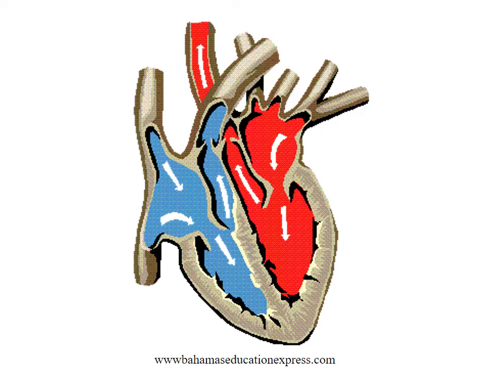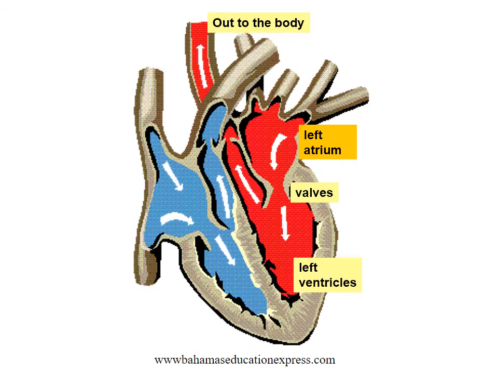Here is how it works. Left side of the heart comes in through our veins, through the left atrium, then up the flaps, which are the valves, into the left ventricle, through the big aorta, and out to the body.